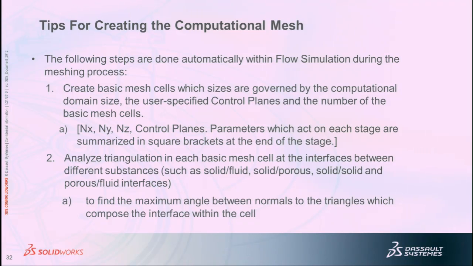All right, so that's why this bullet number 2 is important, because Flow Simulation does recognize interfaces, and it does recognize corners. So now when you get into curvature, it's a little bit different. You may have to start increasing because curvature gets a little bit more complicated, but we'll get into that in a little bit. So what the program is doing is on each of these cells, it actually triangulates. So it tries to find the maximum angle between normals, which compose the interface of these cells. So between a solid and a fluid, solid porous, solid solid. So the solid solid is important because of dissimilar materials, especially if you're doing heat transfer, you're worried about different conductivities.